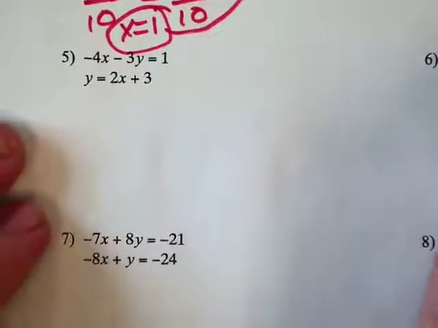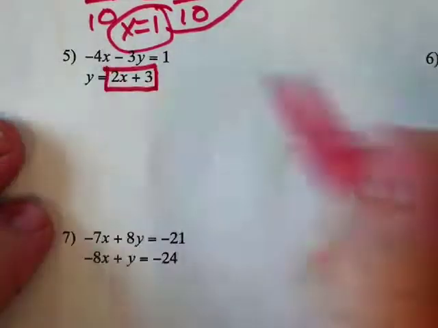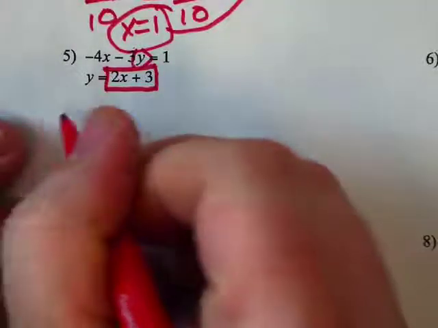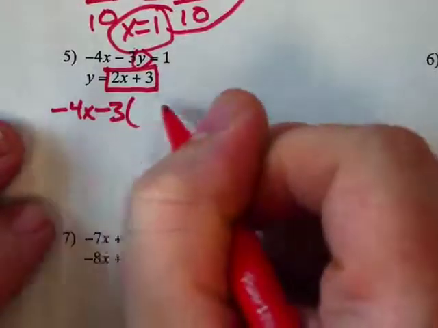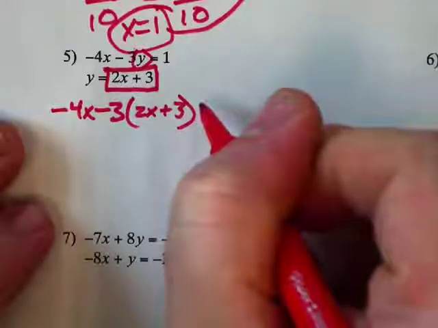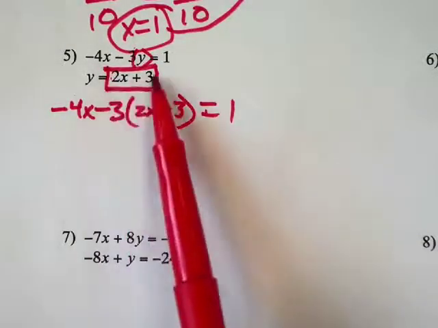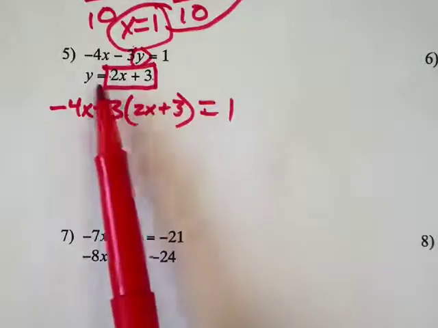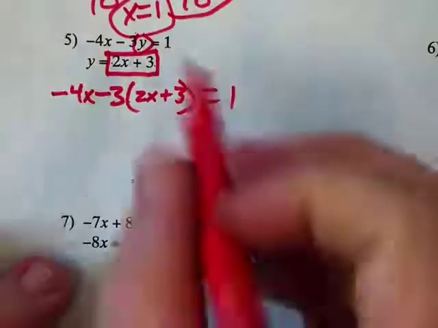Okay, this next one, 5. This is the same type of thing. We're told y equals something, so let's plug it in wherever we see y. That gives us negative 4x minus 3(2x plus 3) equals 1. Okay, again, you plug in the whole package inside parentheses right here. So all I did was take this number that we know y equals and plug it in right there wherever I see a y. And now we're going to distribute.